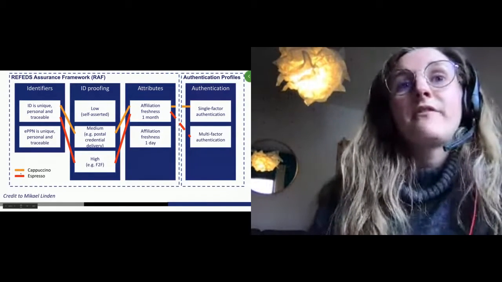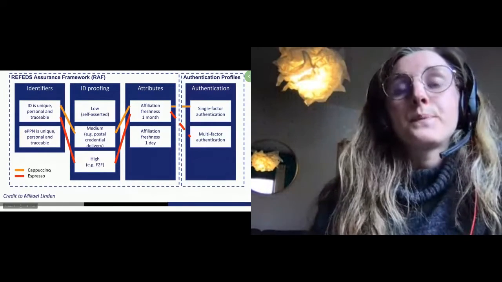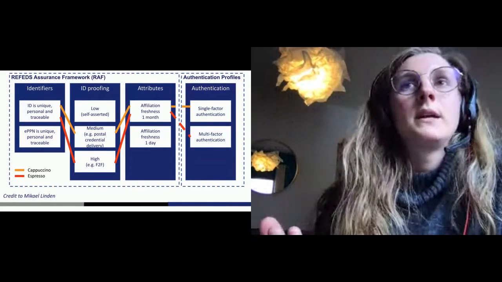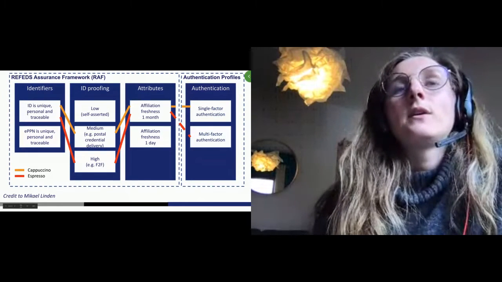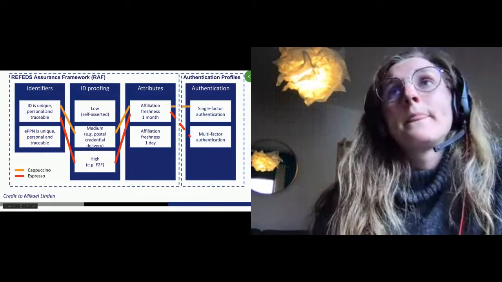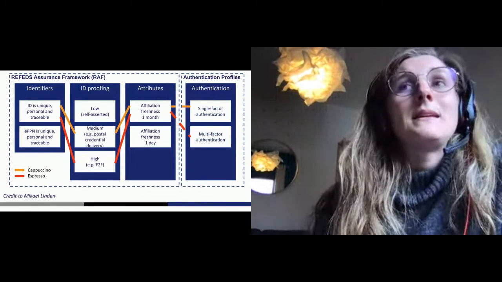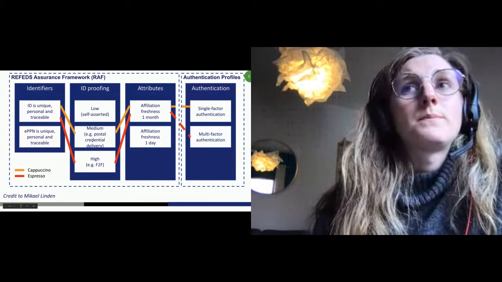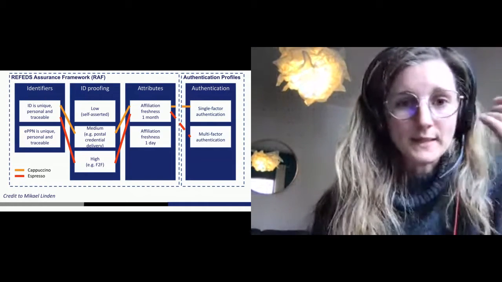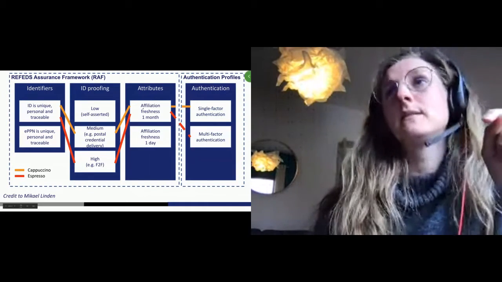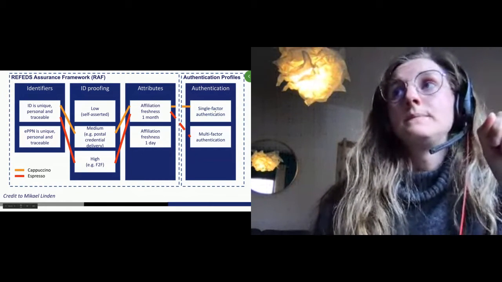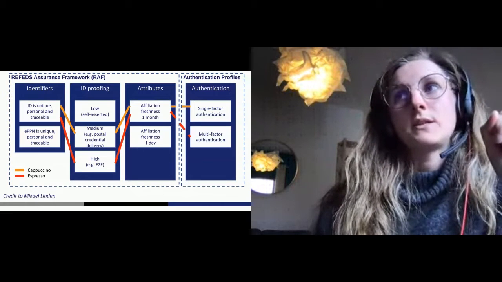So for example, if I have a user who conforms to the cappuccino level, so the low assurance level profile, I can know that the ID of that user is unique, personal, and traceable, that the ID proofing was done at least at a medium level, so that's postal credential delivery. And there are lots more documents that go into some detail about what this actually means. I can expect the attributes to be accurate for a month, and the user has used single-factor authentication.